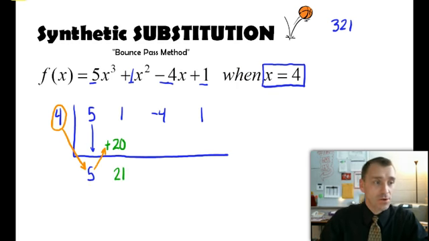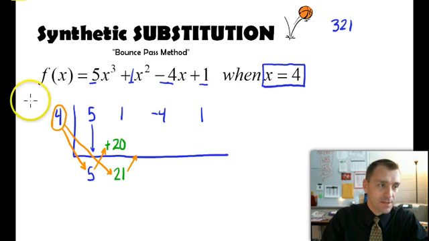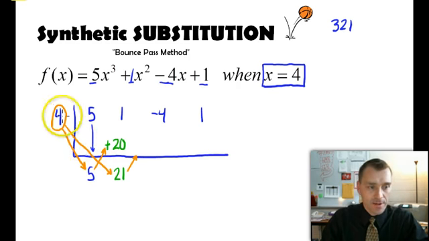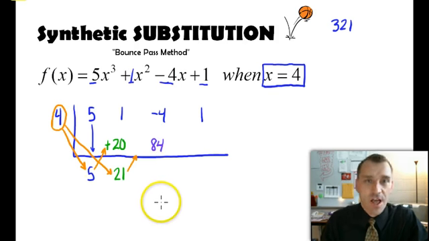Well, what do you do now? You repeat it. So now you take this 4 and you bounce past it. So 5 times 21 will give you 84. So I put the 84. I'll bounce past it. Keep changing colors here on you. So I bounce past that 4 times 21, which is 84. Right there. That's just lovely.